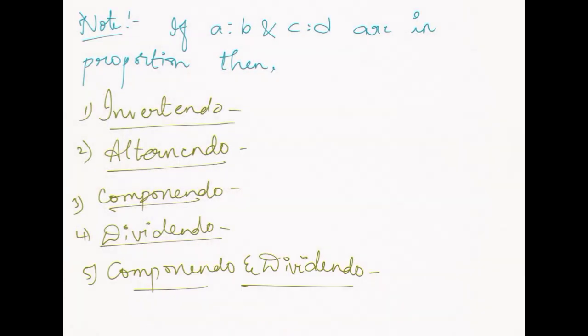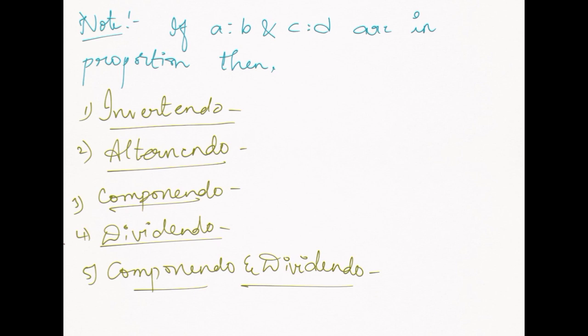Note this point actually: if A is to B and C is to D are in proportion, then we have 5 major rules. These are very important. This we will be using in trigonometry chapters also. You will be using it in your 11th standard trigonometry chapters. You will simply write using alternando, using dividendo, using componendo and dividendo. You will not mention steps. You will directly write the statement and you can use that identity. So when your teachers are explaining, you should not be confused, right? That's why I'm telling it before itself.